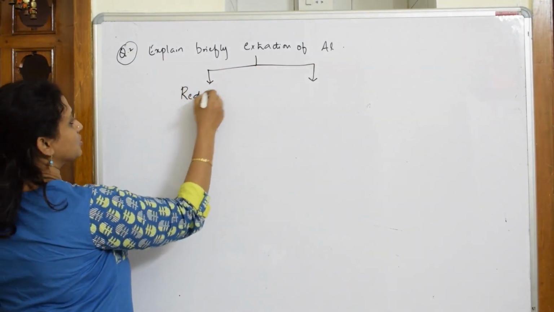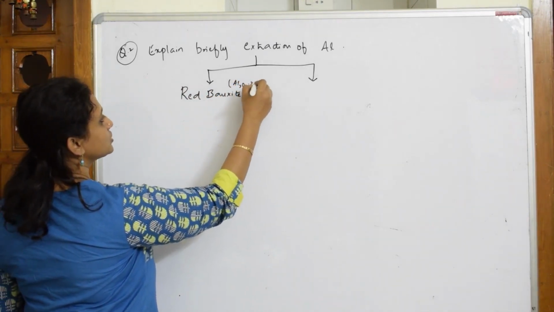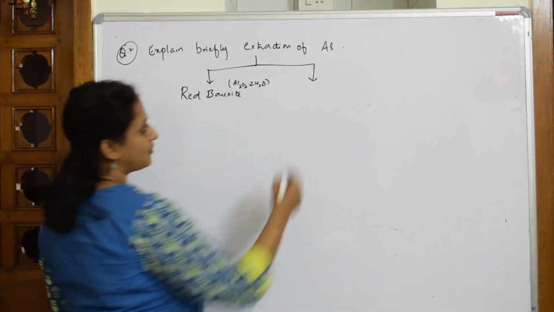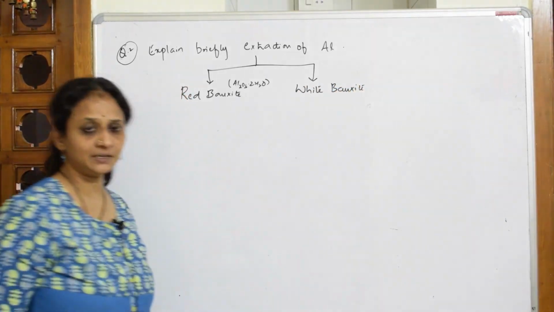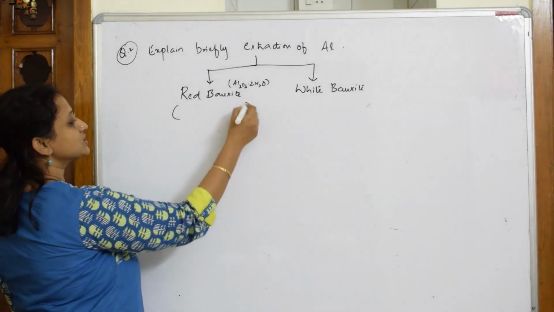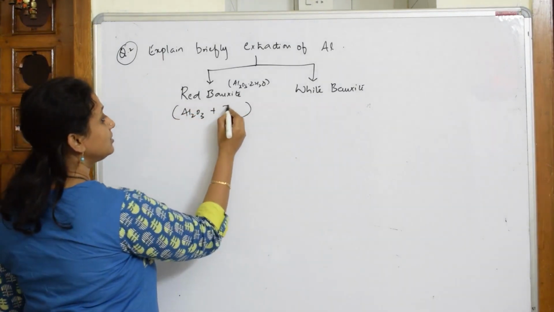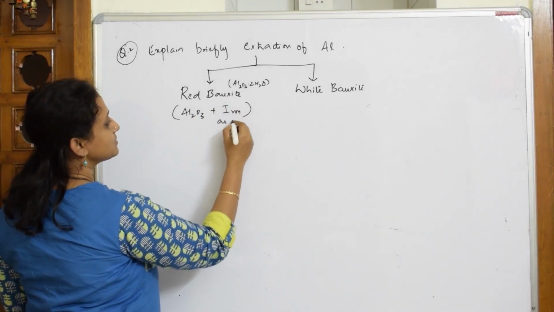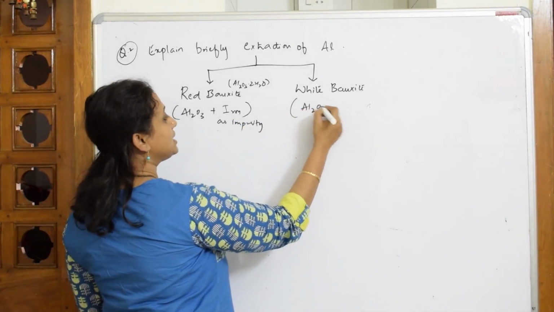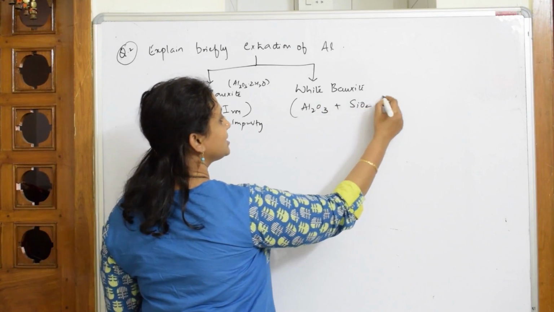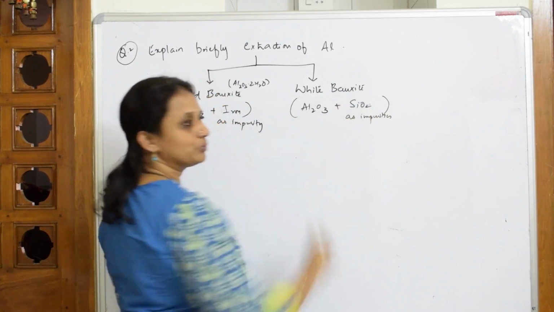When I speak about bauxite, the formula is Al2O3.2H2O, isn't it? Now there are two types, red bauxite and white bauxite. If I have to extract them, what is the difference? Red bauxite contains your Al2O3, along with iron oxide as impurity. And white bauxite contains Al2O3 and SiO2, silica, as an impurity. So you have to remove these two impurities, extracting the pure compound from them.